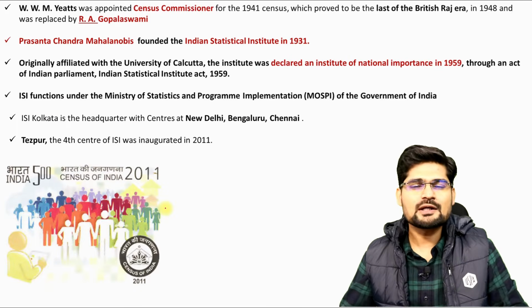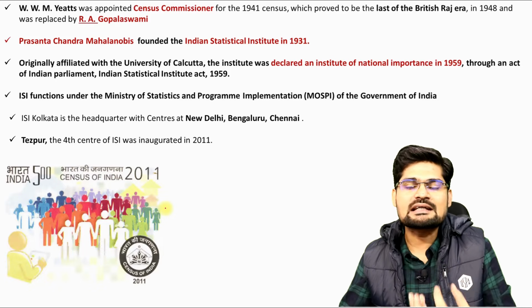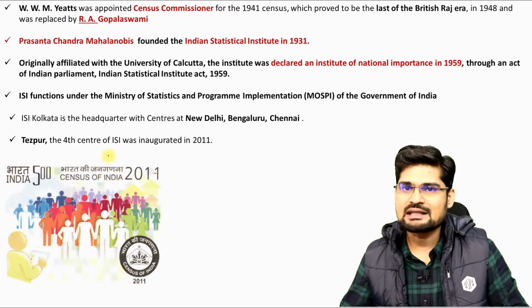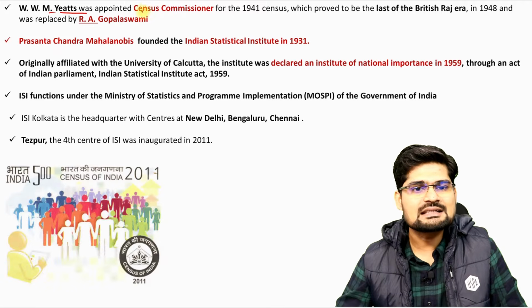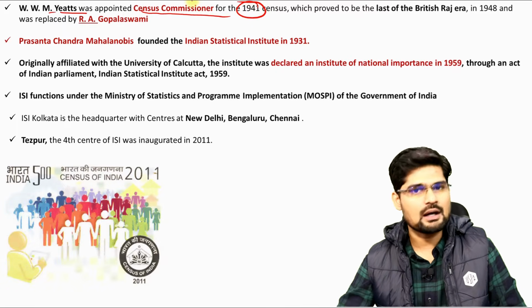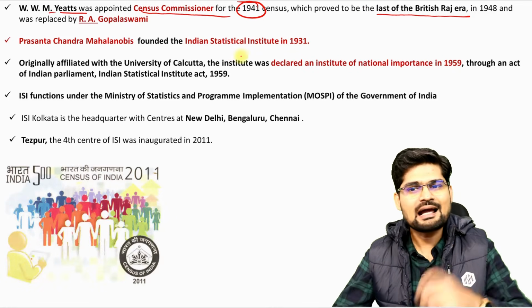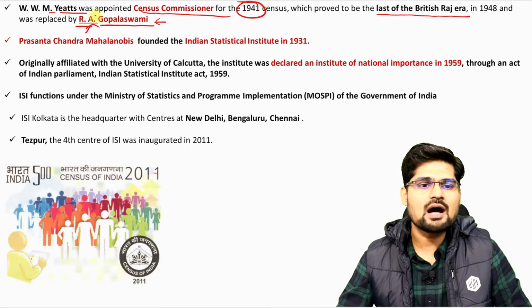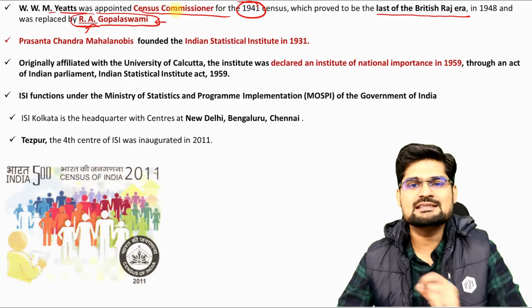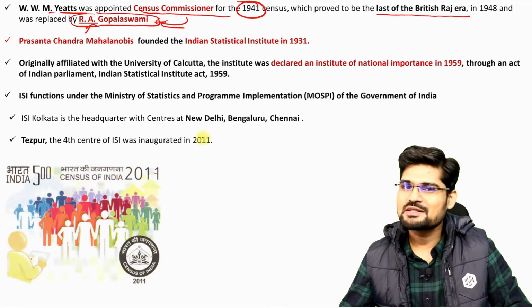Now let's look into some personalities as well who paved the way for this kind of data collection with their vision in India. So remember, W.W.M. Yeats was appointed Census Commissioner in 1941, who was officially the last of the British Raj era. And he died, and in 1948 he was replaced by R.A. Gopalaswamy. R.A. Gopalaswamy was the first census commissioner of independent India, and from there the journey began.